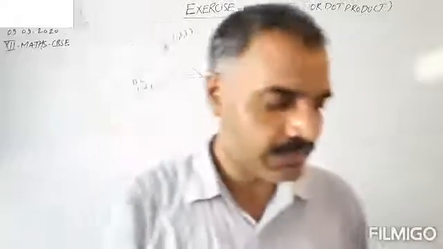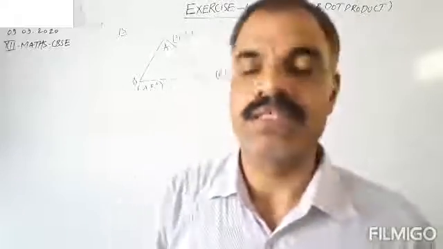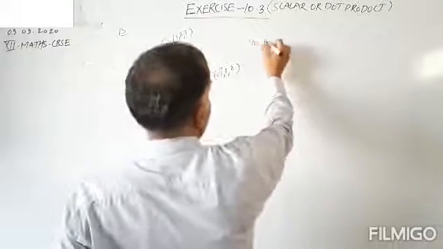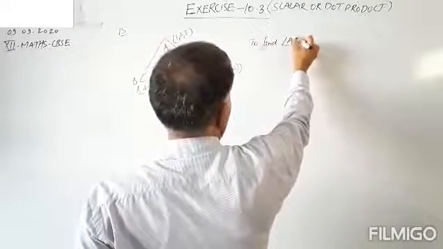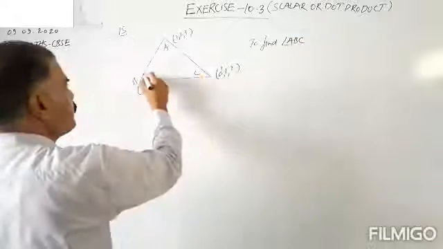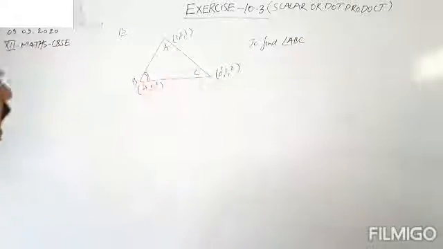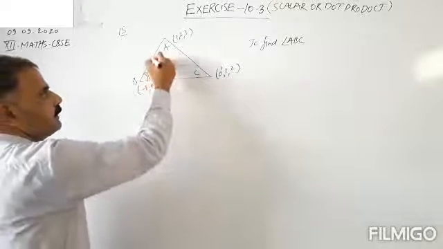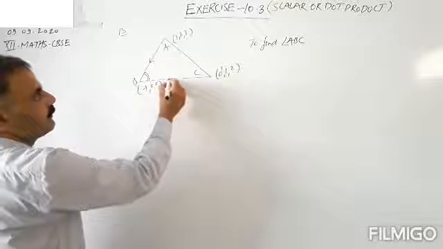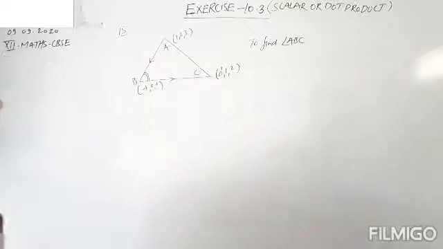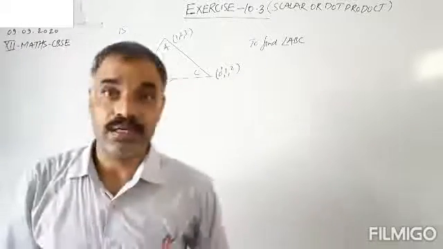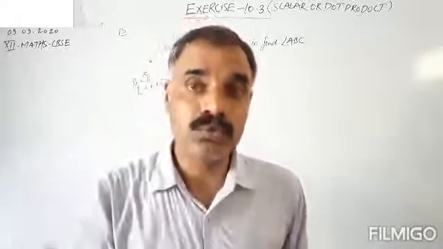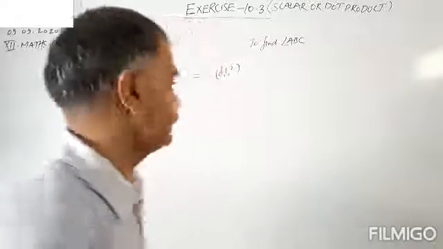Okay, so these are the vertices. Then find the angle ABC. To find the angle ABC, we have to find the angle at B. So angle ABC is the angle between AB vector and BC vector. So we have to find the two vectors, AB vector and BC vector.